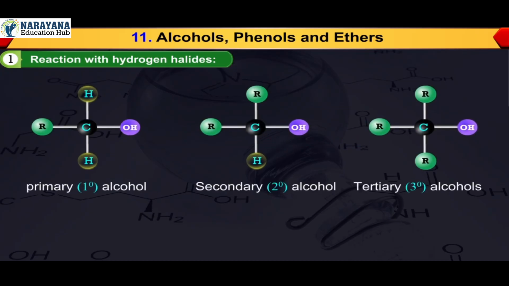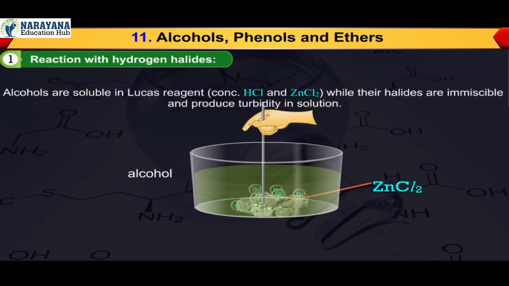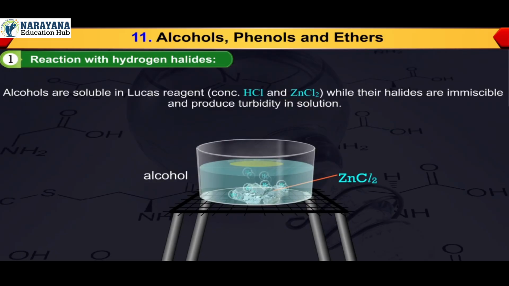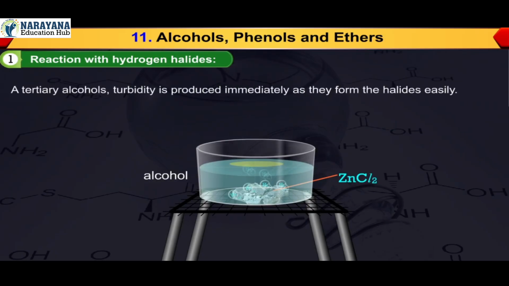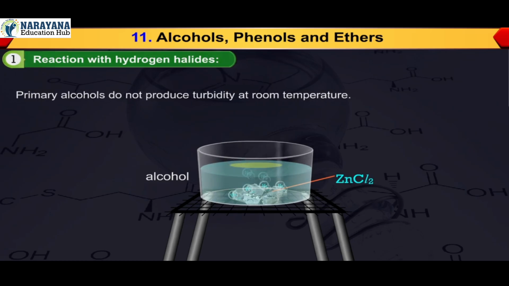The difference in reactivity of the three classes of alcohols with HCl distinguishes them from one another, that is, the Lucas test. Alcohols are soluble in Lucas reagent, that is, concentrated HCl and ZnCl2, while their halides are immiscible and produce turbidity in solution. A tertiary alcohol's turbidity is produced immediately as they form the halides easily. Primary alcohols do not produce turbidity at room temperature.